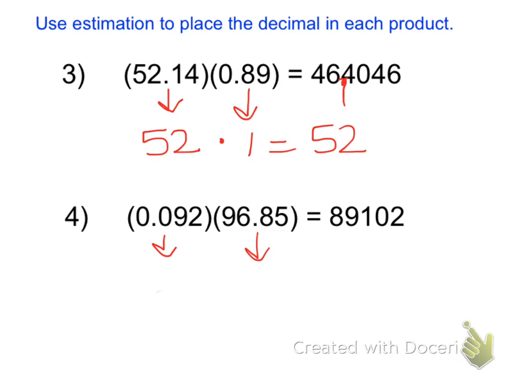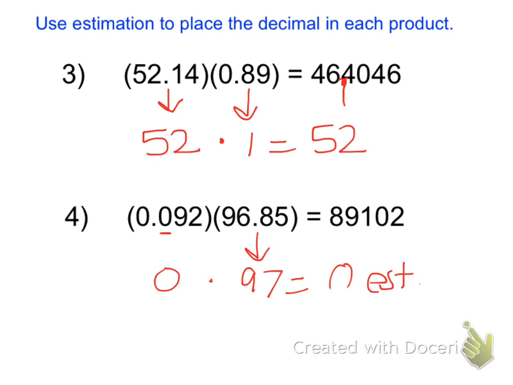I guess we could do this one too. This one's a little trickier because it's a 0, so I'd actually round that to 0. And I'd round this to 97. So my estimate would be 0. So now this is tricky. Is it going to be here or is it going to be here? But because this is so close to 0, it's actually going to be, hold on here. So 0 makes it kind of hard.